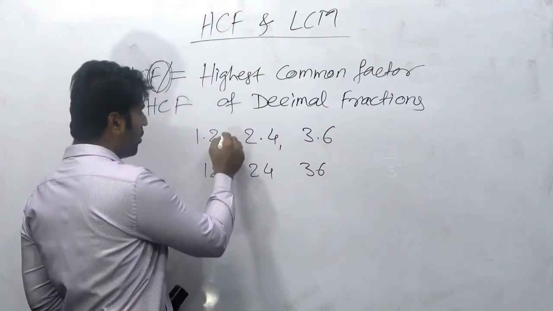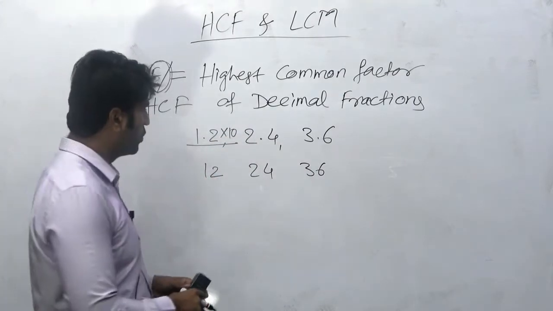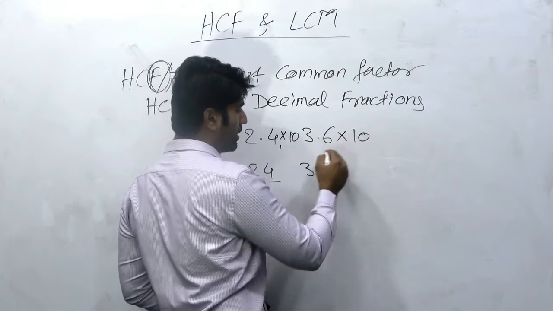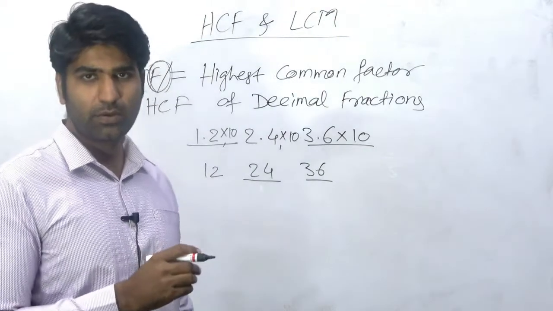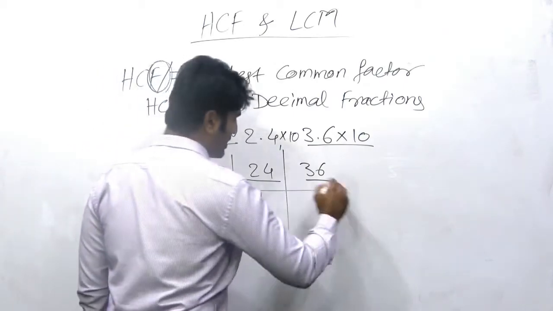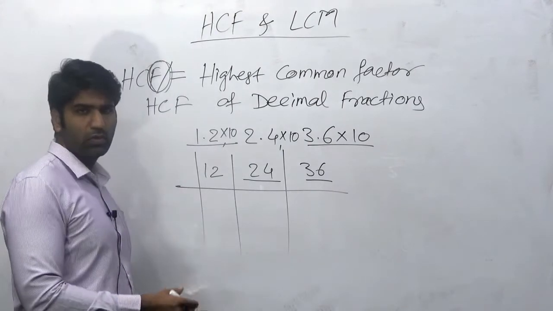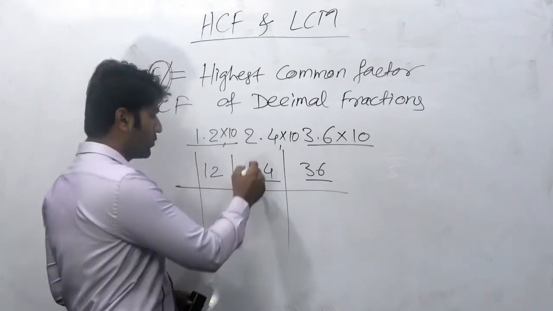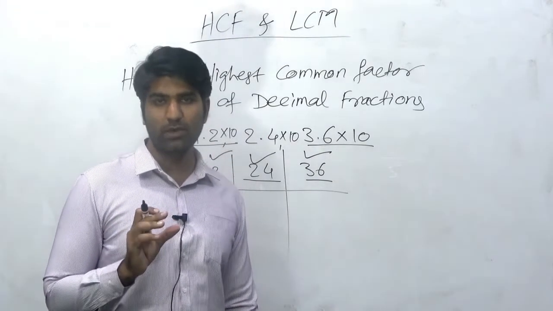If we multiply all the decimals by 10, 1.2 into 10 becomes 12, 2.4 into 10 becomes 24, and 3.6 into 10 becomes 36. So we have multiplied all numbers by 10. Now find the HCF of these three numbers. Directly we can say that 12 can be the HCF, because 12 can divide 24, 36 and 12 also. Therefore 12 is the HCF.